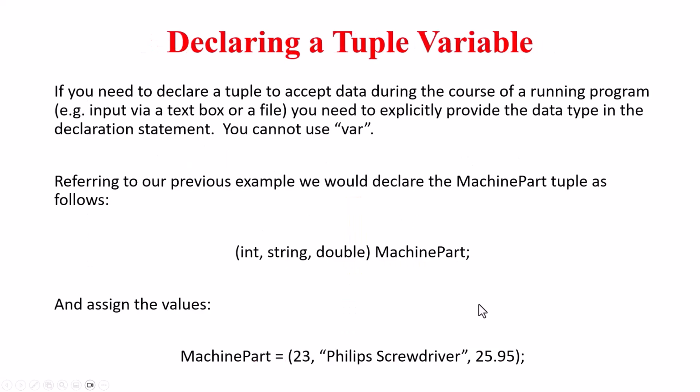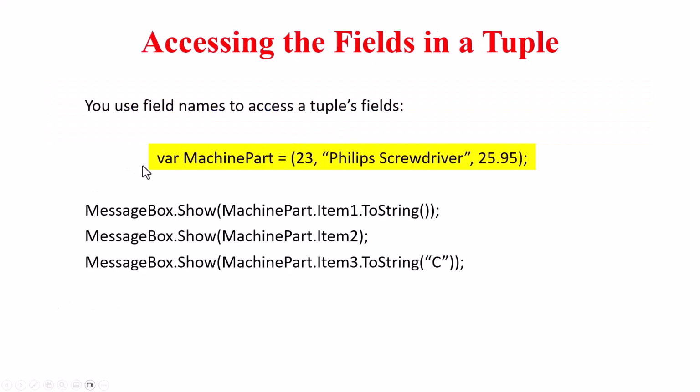You can declare a tuple variable if you need to declare a tuple to accept data during the course of a running program. For example, you want to input stuff via text box or file. You need to explicitly provide the data type in the declaration statement. You can't use var. We saw var a little while ago. You saw that var piece in here.